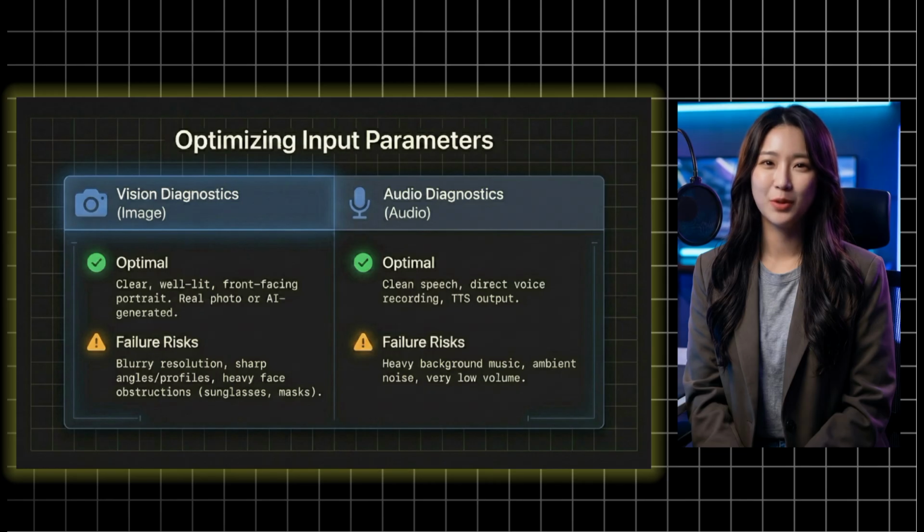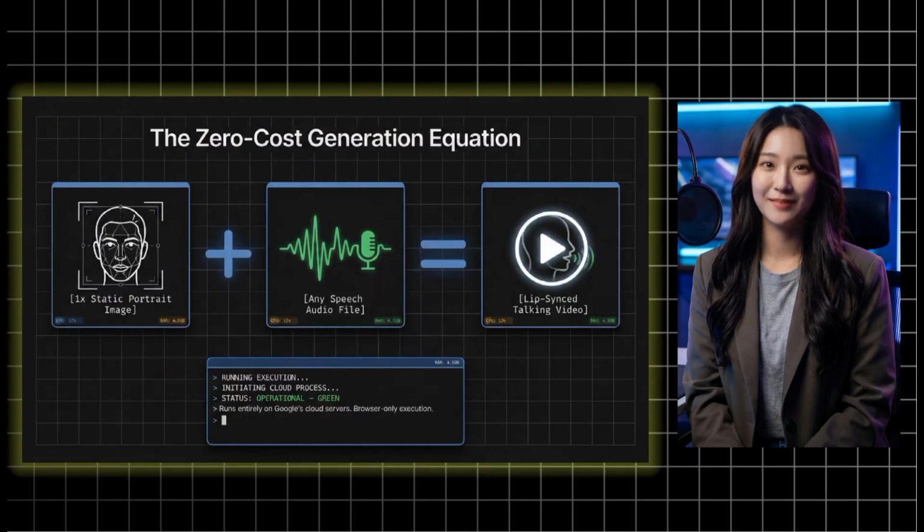Second, make sure your audio file is clean. Background noise, music behind the voice, or very low volume audio can affect the quality of the lip sync. A clean, clear voice recording gives the best results. Third, the portrait image quality matters. A blurry photo, a very small image, or a face that is turned at a sharp angle may not produce the best output. A clear, front-facing photo at a reasonable resolution works best.